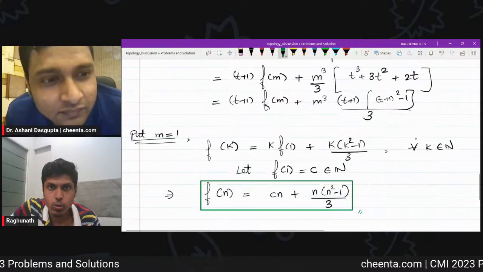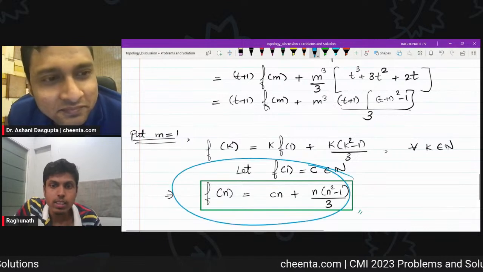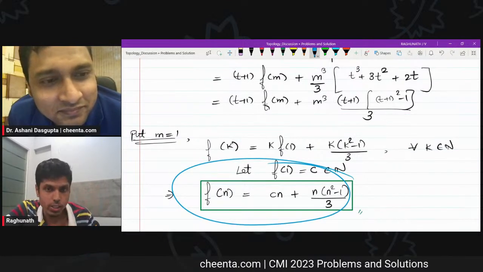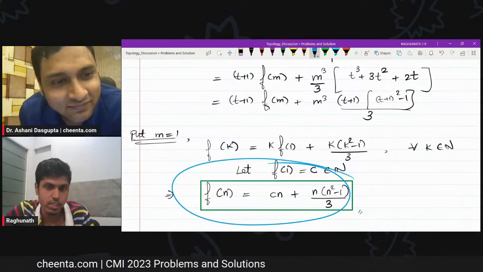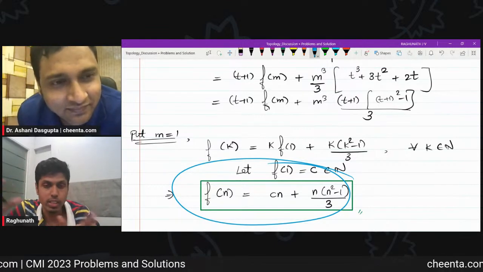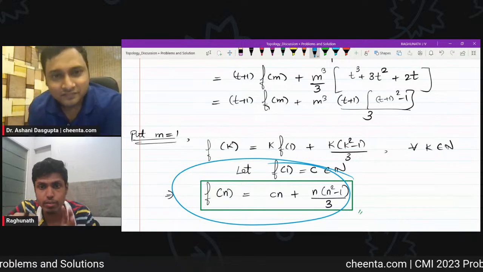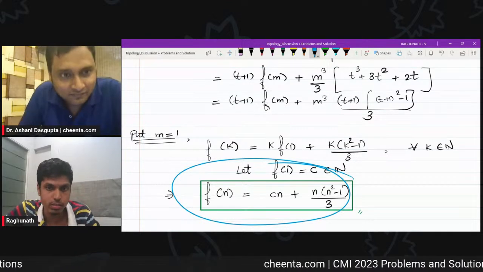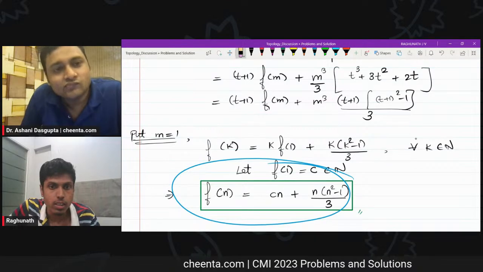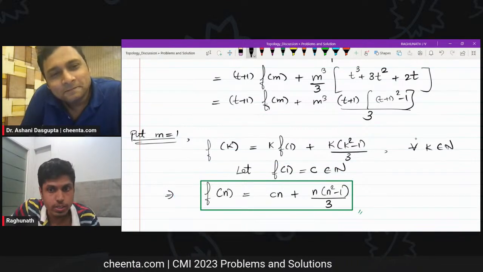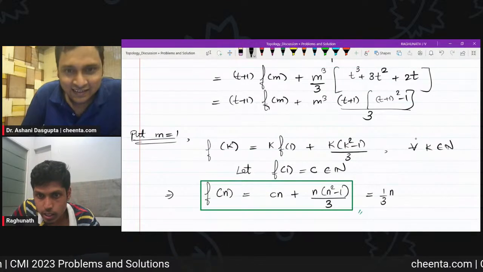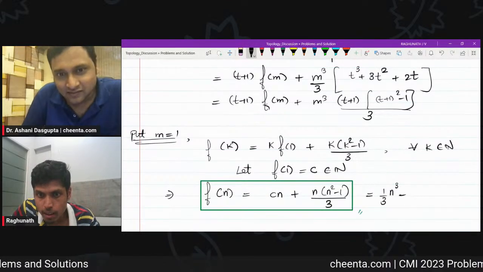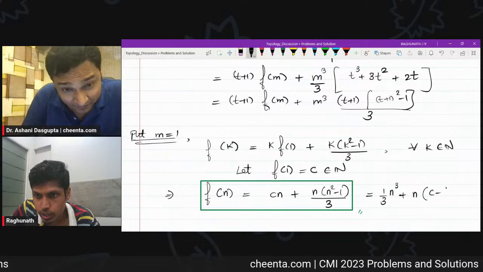So what you can do as an exercise is substitute this back into the functional equation and check whether all functions of this form actually satisfy the functional equation. Every function of this form will actually satisfy the functional equation. So hence this is the general solution, which is nice: 1 by 3 n cube plus n into c minus 1 by 3.